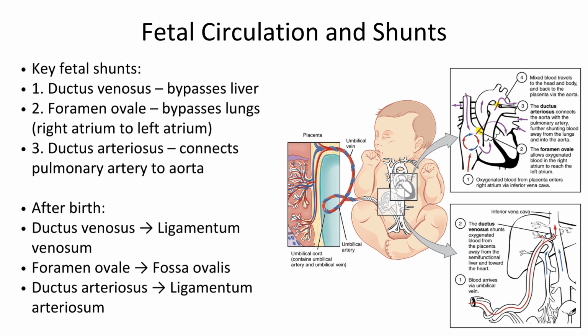USMLE loves to ask what happens if these shunts remain patent, like patent ductus arteriosus, PDA, which presents with a machine-like murmur and is treated with indomethacin to close it. Also note, prostaglandins keep it open, while NSAIDs like indomethacin help close it. That's a great exam tip.